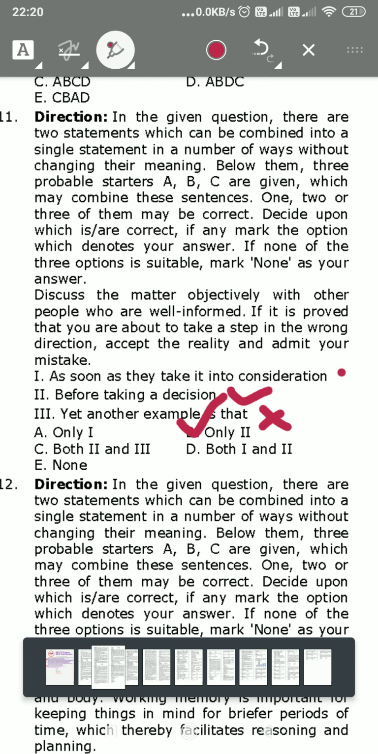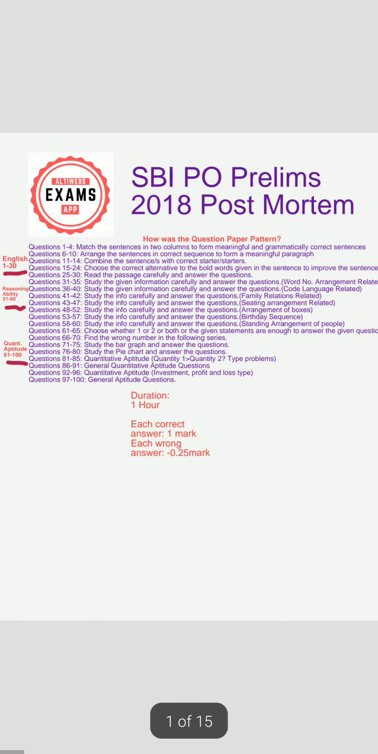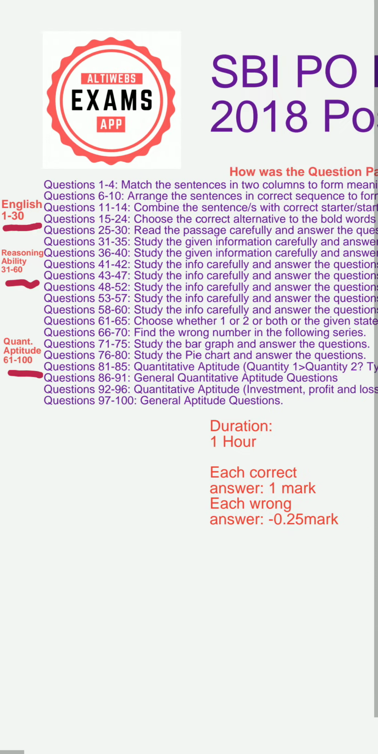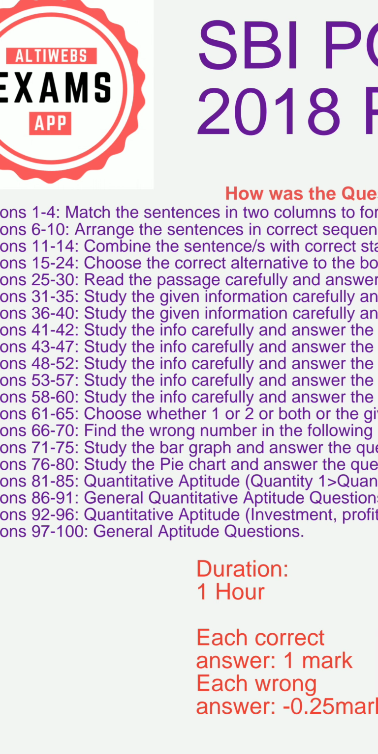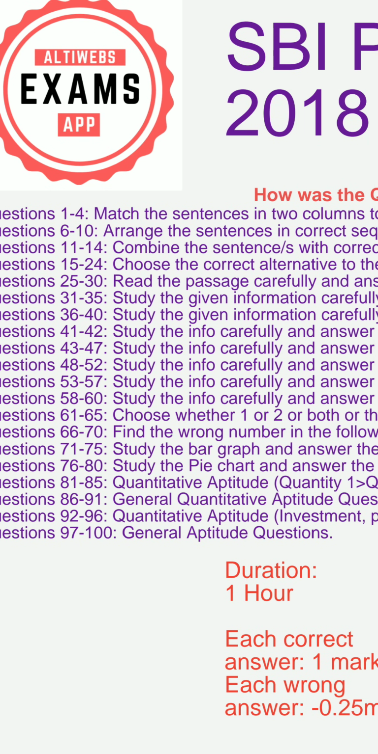So in this type of questions, basically we are trying to combine the main sentence with the correct starter. Okay, so this is one type of question. Now let me get back to the post-mortem. Okay, so here 11 to 14 was combine the sentences. Now 15 to 24, almost equal to 10 questions.